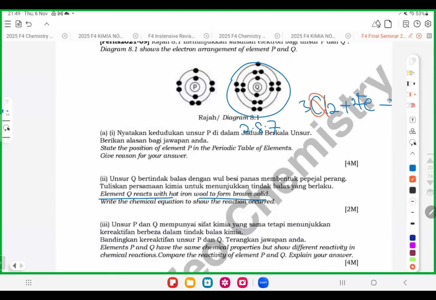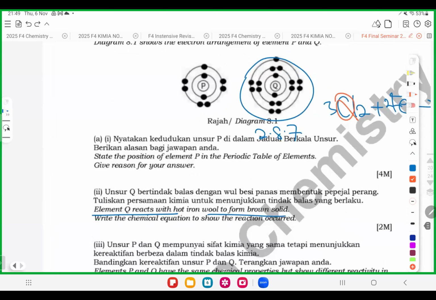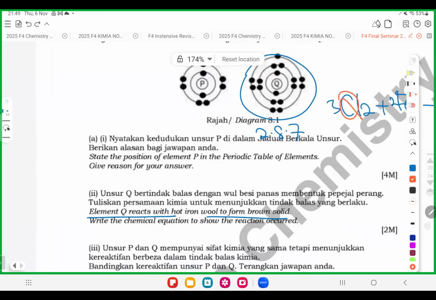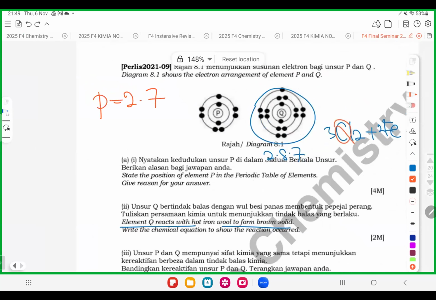Okay, everyone look here. Give the position of element P in the periodic table. Give a reason for your answer. So element P, how do you know the location in the periodic table? In the periodic table, you have to look at the group and period, right? To know group and period, you must write the electron arrangement. So the P is 2.7, isn't it? All right, so now 4 marks.